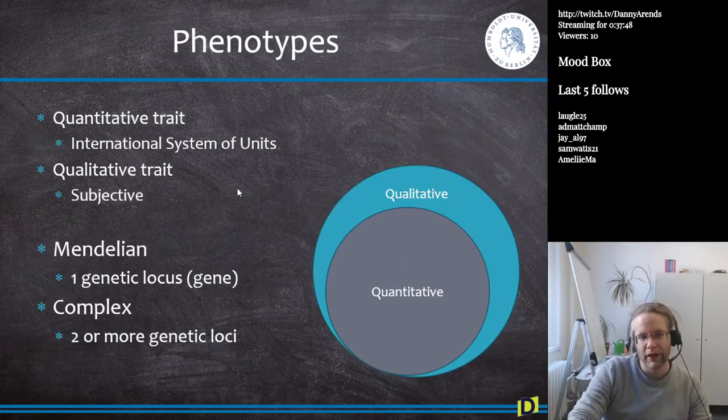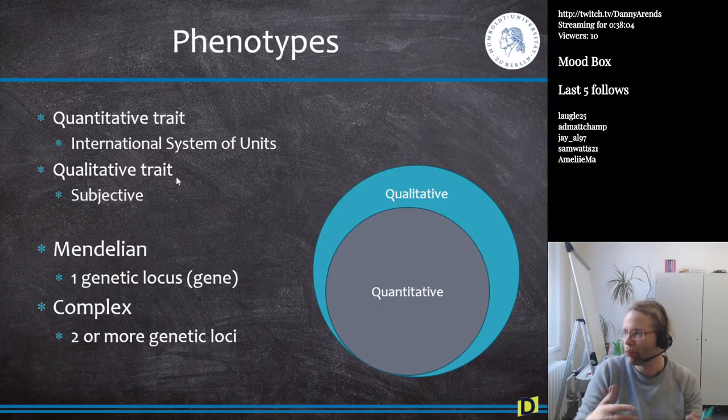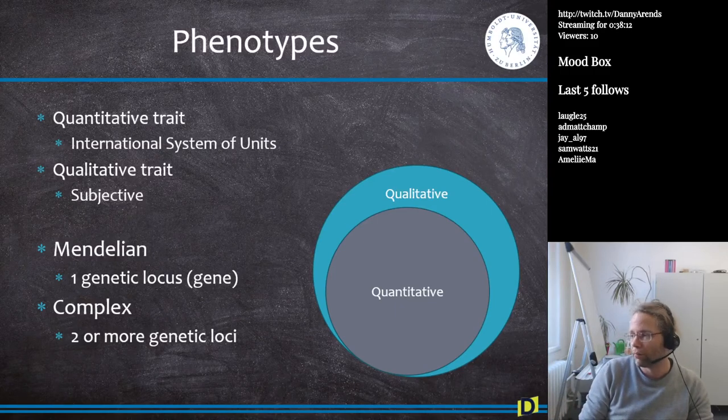Good. So Mendelian, I already said, one locus, complex, two or more loci, right? And of course you can mix and match these, right? So you can have a Mendelian qualitative trait, or you can have a complex quantitative trait, and you can also have complex qualitative traits, right? So it's two parts, right? The one part describes if you can measure it, or if you just kind of give a subjective score to a phenotype, and the Mendelian and complex is, of course, talking about how a trait is encoded by an individual, so if it is encoded by a single locus or if it's encoded by multi-loci.